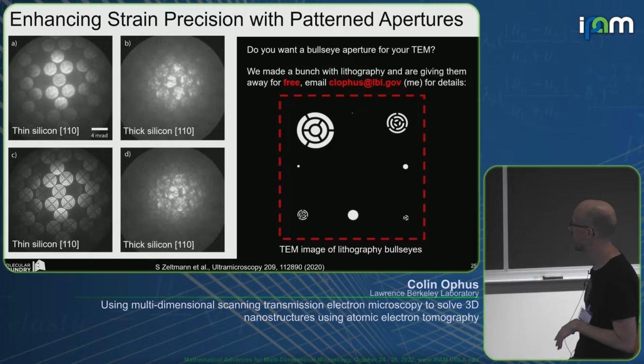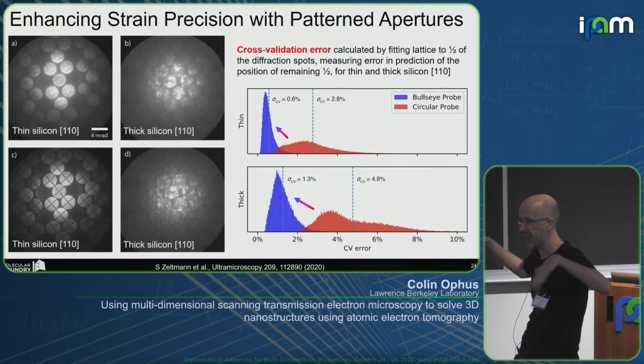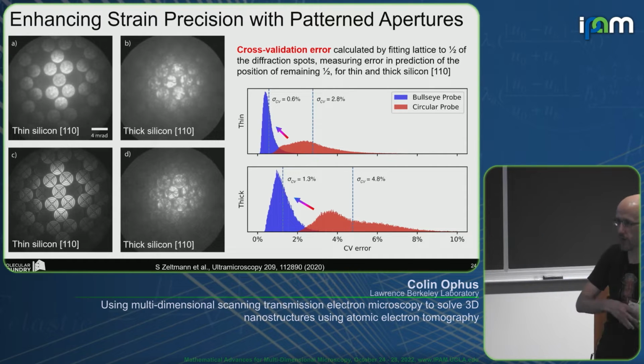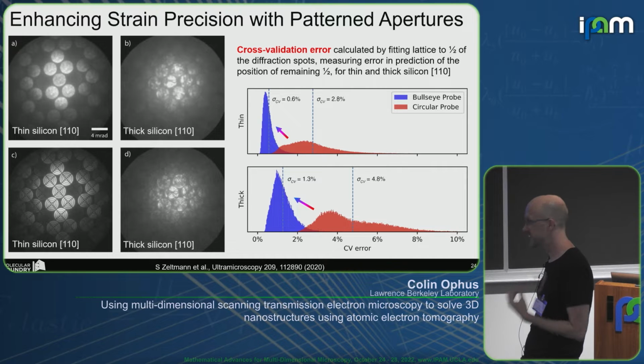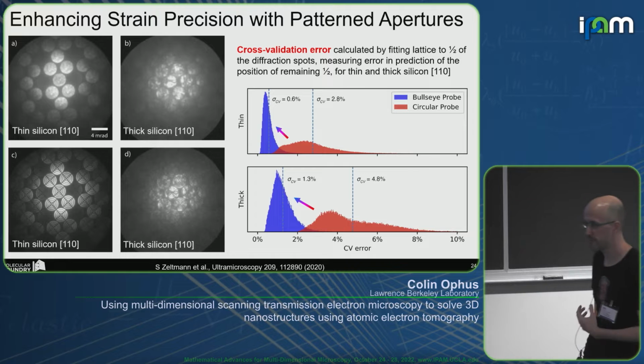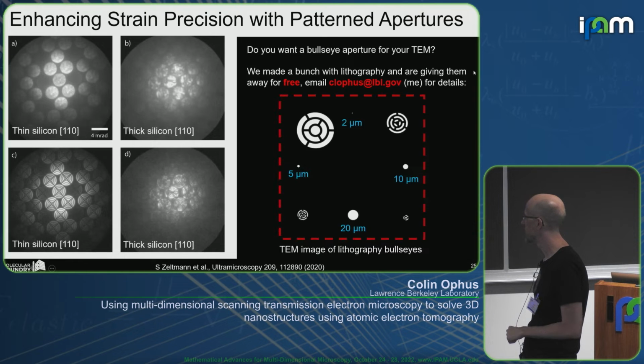But I wanted to show in this cross-validation plot here, this is fitting a lattice to half of the diffracted spots, and then using it to predict the other 50% of the diffracted spots. And you can see that the error, the systematic cross-validation error, has dropped by a huge amount. And so we get about a 4 to 5-fold improvement just by modifying the incident wave function of the electrons.